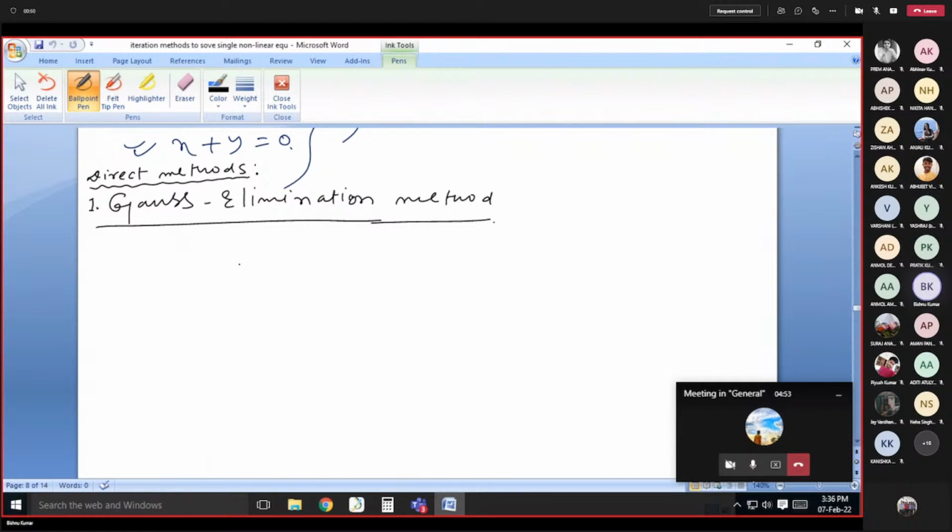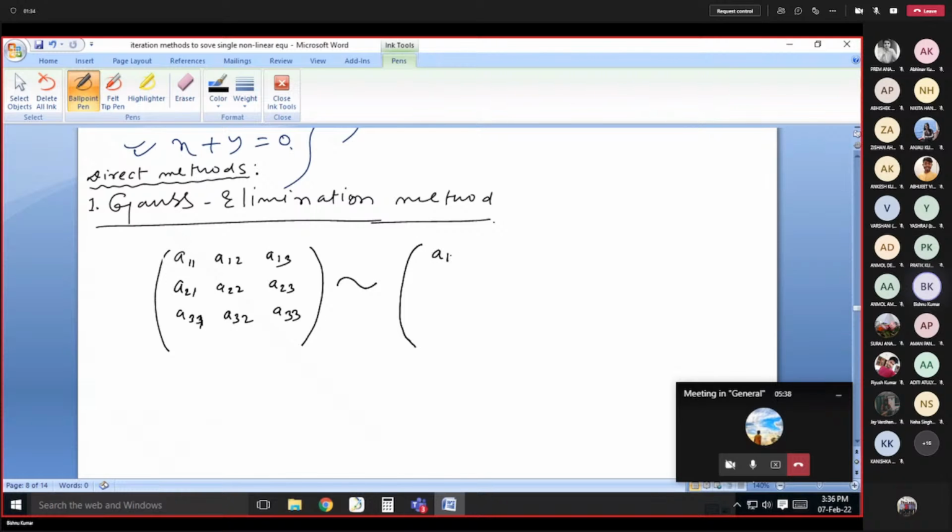The process of doing those elementary row operations is in a manner such that your coefficient matrix will transform into an upper triangular matrix. Suppose a coefficient matrix is A11, A12, A13, A21, A22, A23, and A31, A32, A33. This is the coefficient matrix of a system of linear equations, suppose. And after doing some elementary row operations, anyhow you have to transform it. That idea I am telling you here.